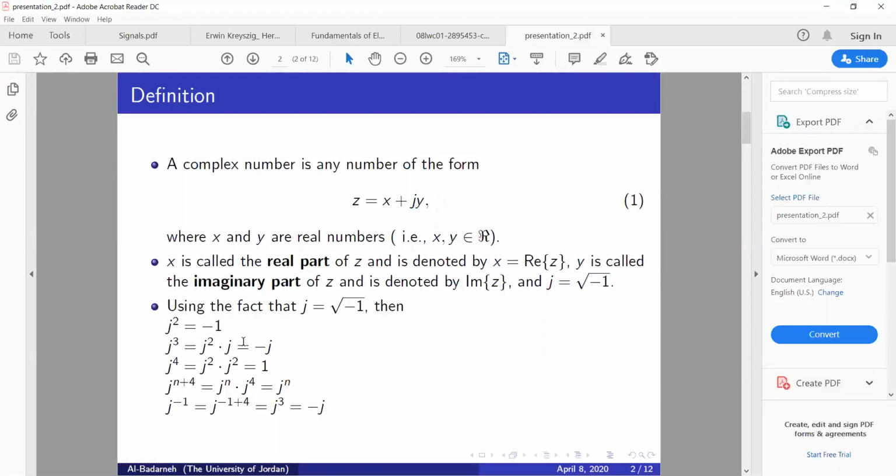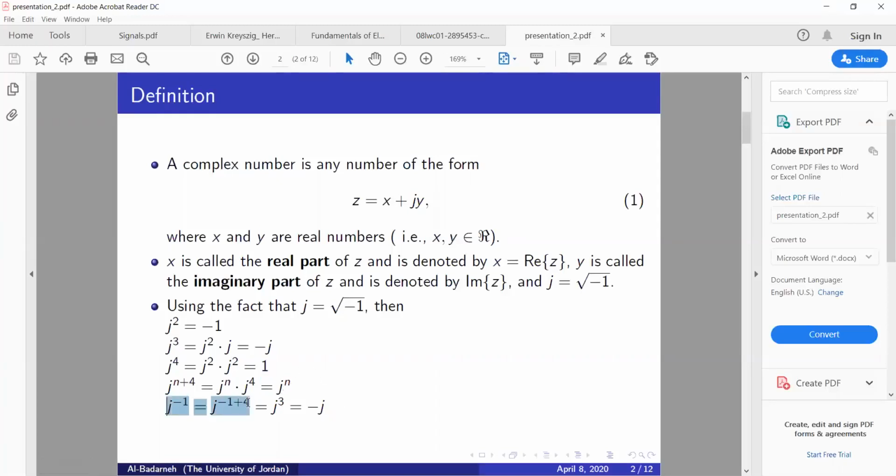And of course, j to the power 3 is equivalent to j to the power 2 multiplied by j, which is again minus 1 multiplied by j, which is minus j. Now, j to the power 4 can be expressed as j to the power 2 multiplied by itself, which is again minus 1 times minus 1, which is 1. In general, j to the power n plus 4 is equivalent to j to the power n multiplied by j to the power 4. And since j to the power 4 is equal to 1, we can again write j to the power n plus 4 equals j to the power n.